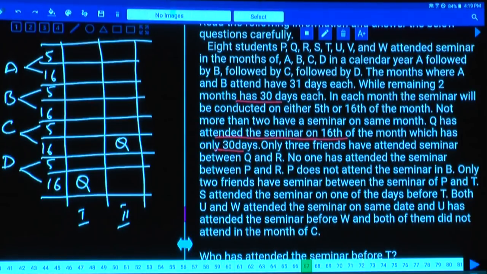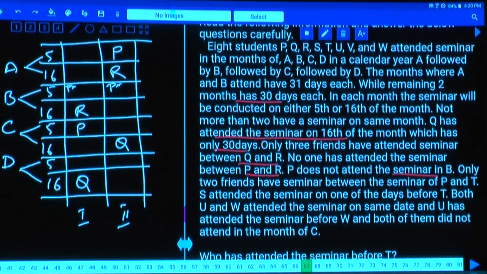Only 3 friends have attended the seminar between Q and R. Between Q and R, exactly 3 persons. In the first case, R is here. And 3 persons between Q and R is in this case in the second one. No one has attended the seminar between P and R. As no one attended between P and R, these 2 must be adjacent to each other. P does not attend the seminar in B, so P cannot be at this place. As P is not in B, P must be here, and in this case P must be here.